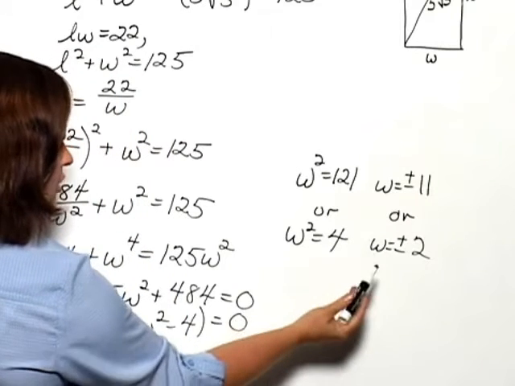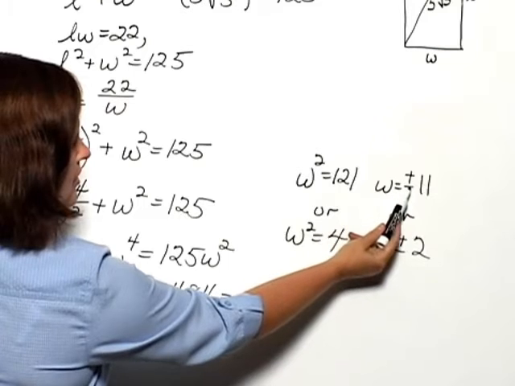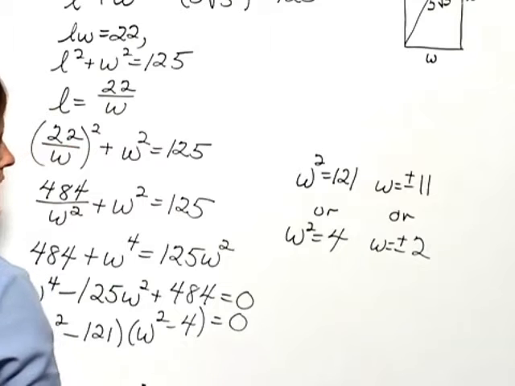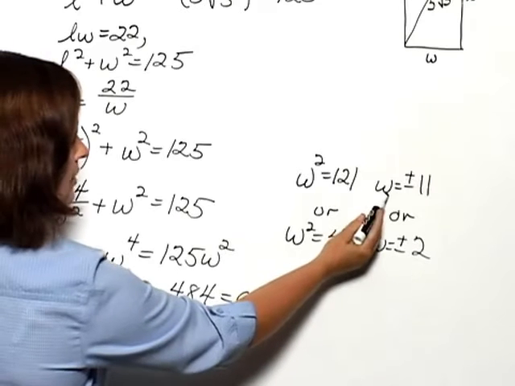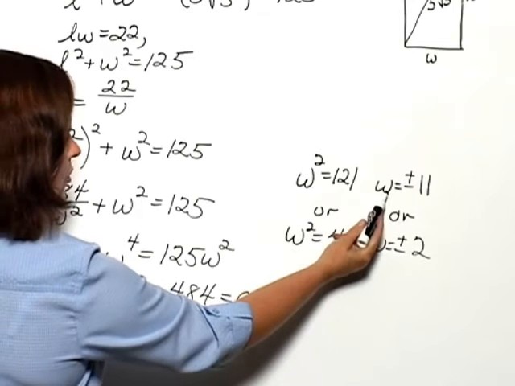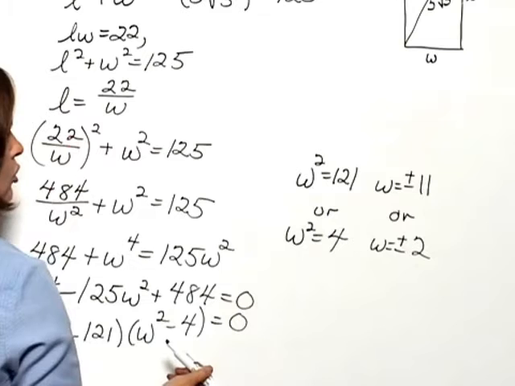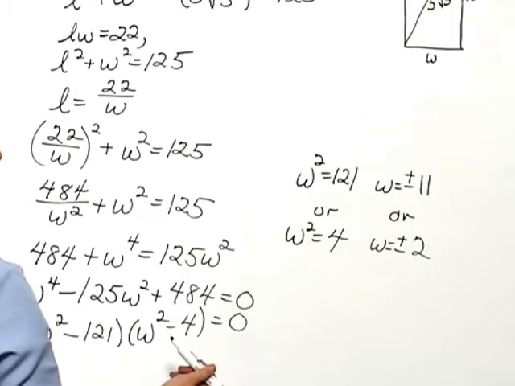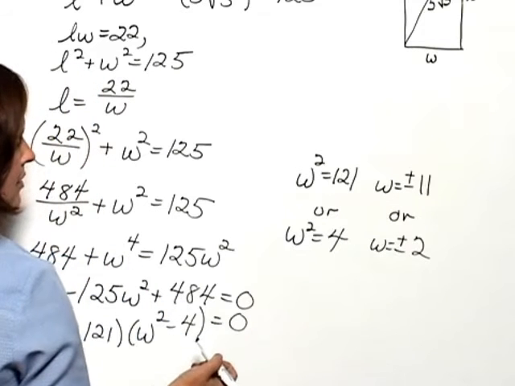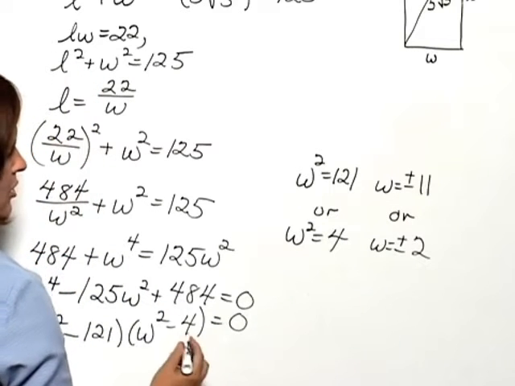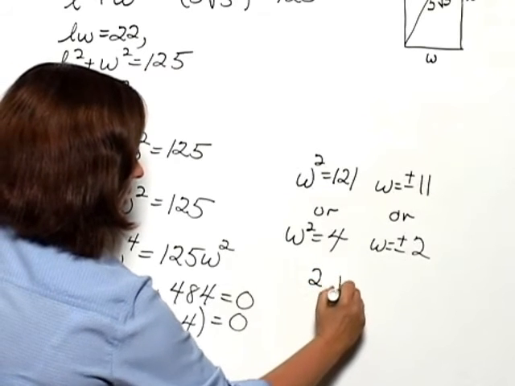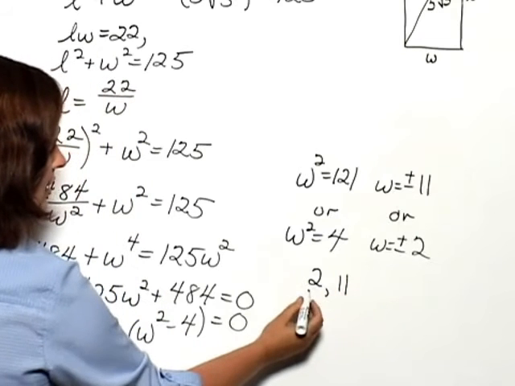Now, when we go to finishing out this problem, we're not going to consider the negative numbers, negative 11 or negative 2, because we're talking about length and width. Instead, we'll look at W equals 11 or W equals 2. Now, if W, or the width, is 11, the length has to be 2 because the product of them is 22, because the area is 22. If W equals 2, the length is 11, again, because the product has to be 22.